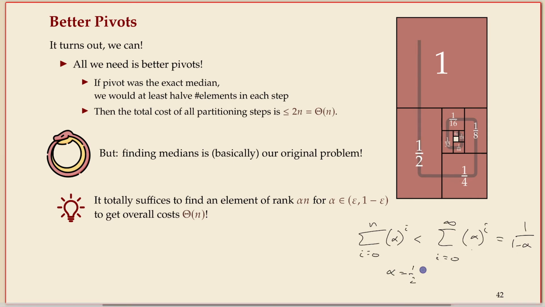In the picture, alpha is 1/2. So that's kind of the visual proof. If we had, in each case, the median as our pivot, we'd be fine. But of course, that's not too helpful if we're trying to design an algorithm to find the median in the first place. We already need our own solution.